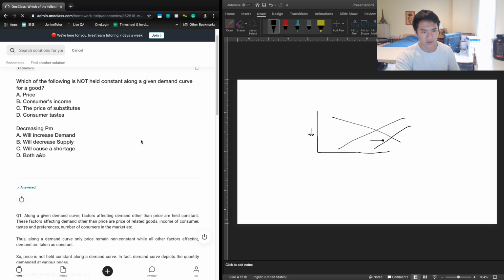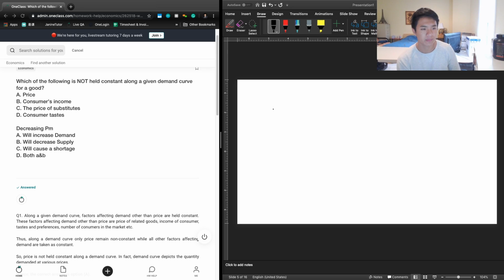So the next question says, which of the following is not held constant along a given demand curve for a good? A, price, B, consumer income, C, the price of substitutes, or D, consumer tastes. And so when we're talking about a demand curve, it depicts the relationship, we'll draw this again, between price and quantity.